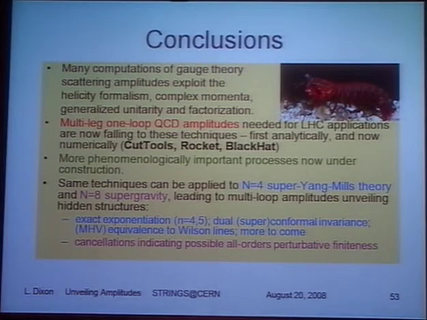So in conclusion, let me just say that many calculations of gauge theory scattering amplitudes, which have both practical and formal interest, exploit this plasticity, these various formalisms, and they're leading to practical programs that we hope will be incorporated into next-to-leading order predictions soon. Some of them have for some processes. And they can be applied to these more complicated theories where they're unveiling different kinds of structure. So thanks a lot.